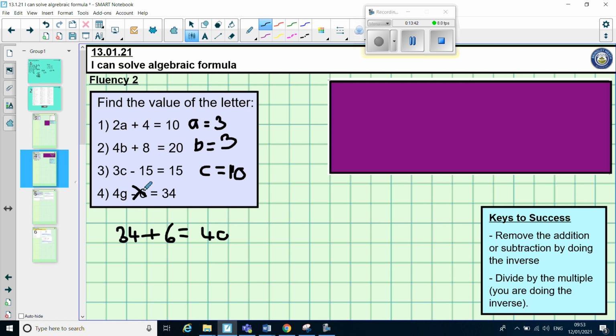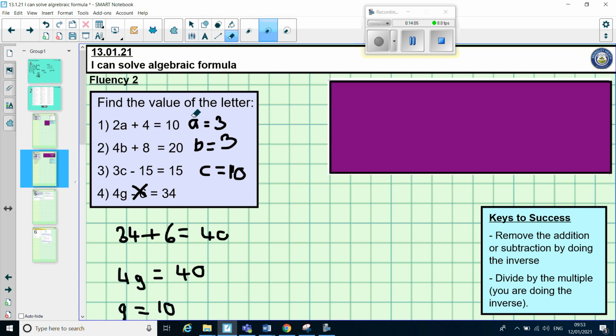Okay, then I'm going to write the question out again, 4g equals 40. Thinking back to my Fluency 1, I do my answer divided by my multiple, so 40 divided by 4, which tells me that g equals 10.